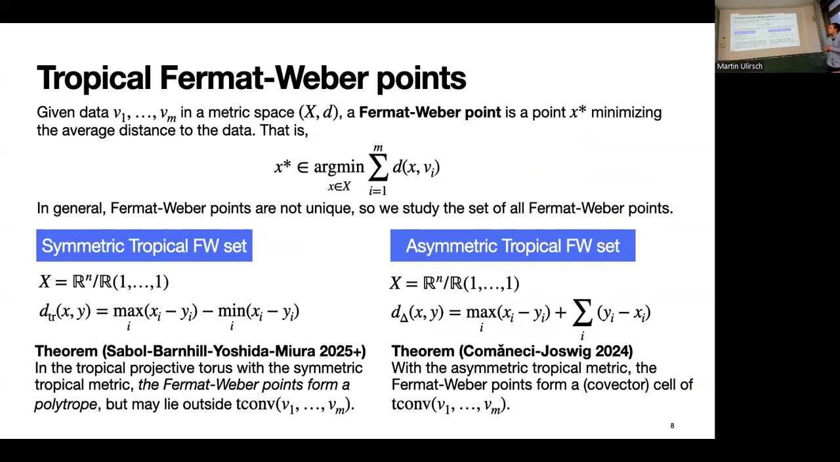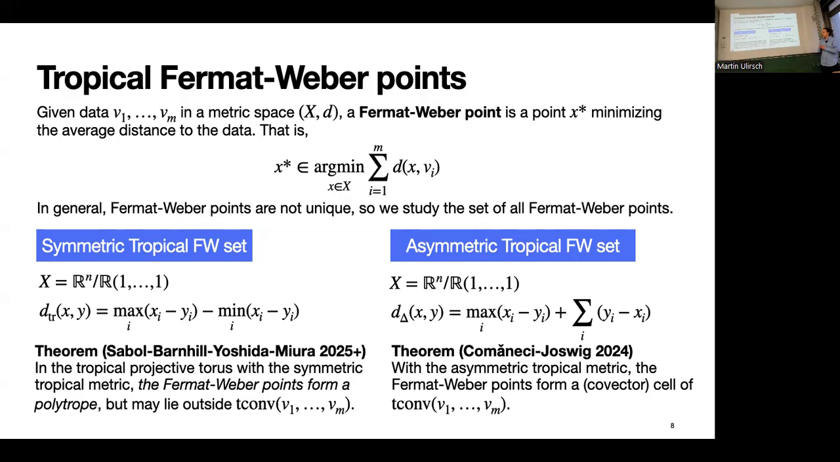Okay, so the way that we're going to average our trees is using Fermat-Weber points. This is a way of taking a geometric median of your data. The Fermat-Weber points are all the points that minimize the average distance to your data, or the sum of the distances to your data. And usually they're not unique, so we'll consider the whole set of Fermat-Weber points.